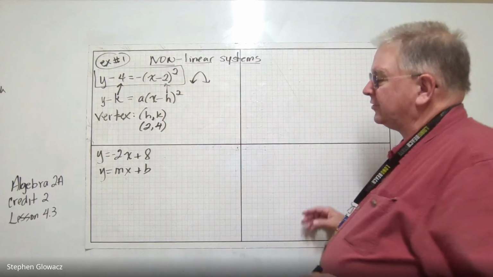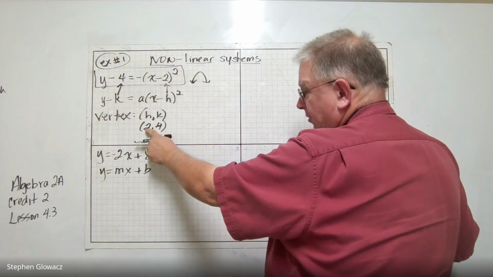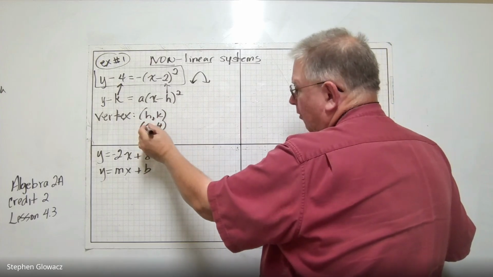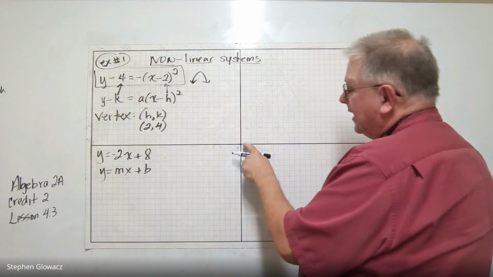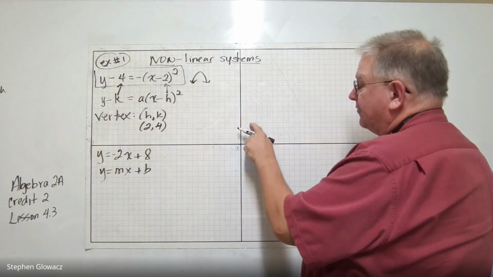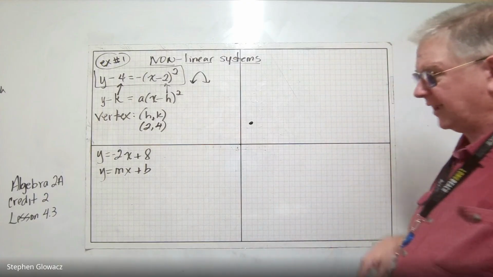So the vertex is at 2 and 4, and to plot that point, remember our first value, our x coordinate, and again, that is h and that's k, but plotting a point, that's our x and our y. So we're going to go 2 to the right, because that's a positive 2, and then 4 up, because that's a positive 4. So that's our vertex.